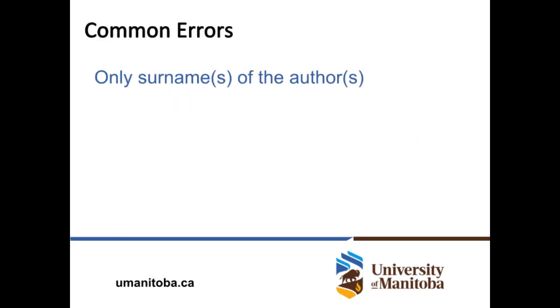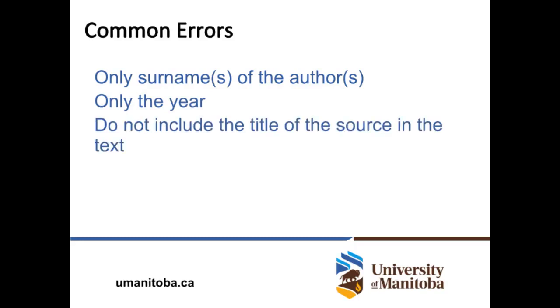Do not include initials or suffixes such as junior in a citation, only the surnames of individual authors. Use only the year in a citation, even if the reference list entry contains a more specific date. Do not include the title of the source in the text. This information is provided in the reference list.